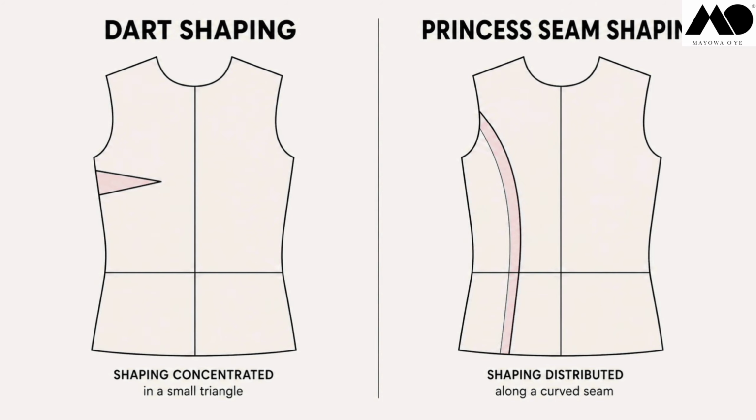Here's the simplest way to think about the difference between the two. A dart is concentrated shaping. It removes fabric from one area and closes it into a point. And that point is usually aimed at the fullest part of the body, like the bust. So the shaping is focused. It starts from one edge of the pattern and moves towards the body area that needs control.